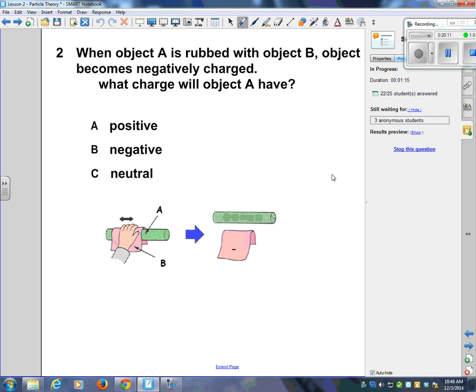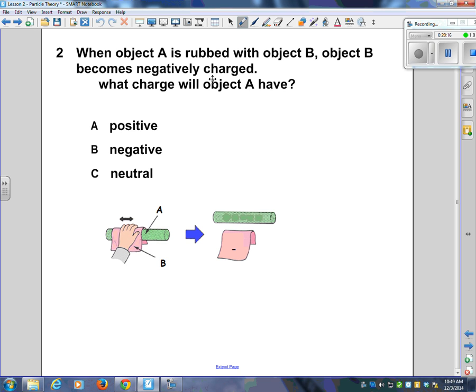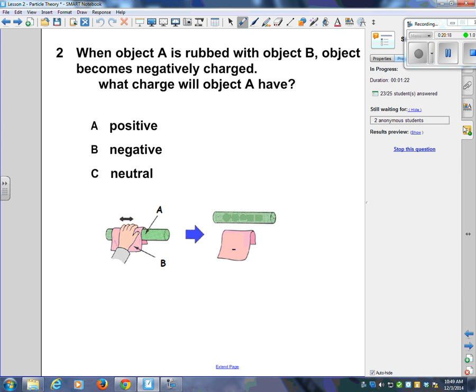When object A is rubbed with object B, B becomes negatively charged. What charge will object A have? This is pretty simple. If you don't get this, we're in trouble.